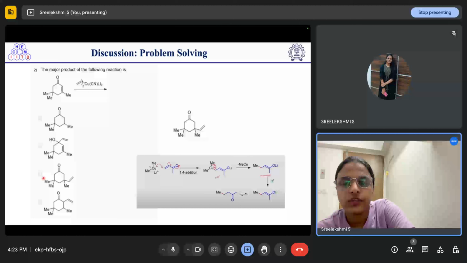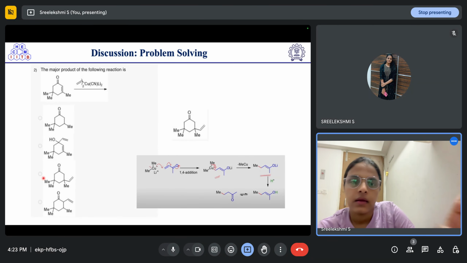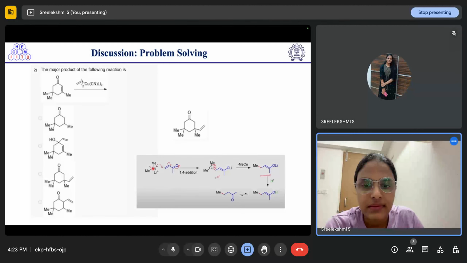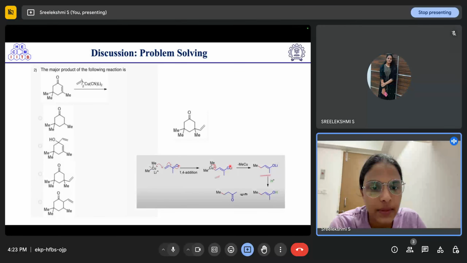Yeah, here I have shown the mechanism. Like what is happening is that, this is our organocopper reagent. So this copper minus will be attacking over this beta position. This bond will shift to here and this bond will shift to here. So it will be existing as this lithium enolate.